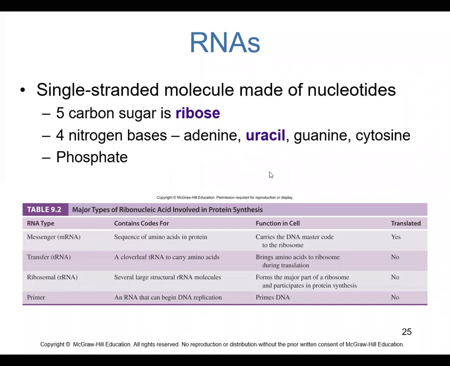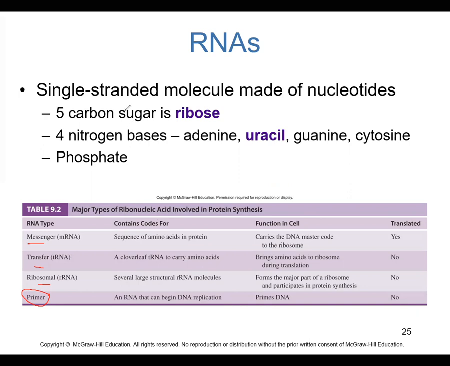All right. So on these RNAs, we have 4 types. Most of you have probably learned about 3 of them, the messenger, the transfer, and ribosomal. But remember, for replicating, we need primers, and those are, again, priming the DNA.